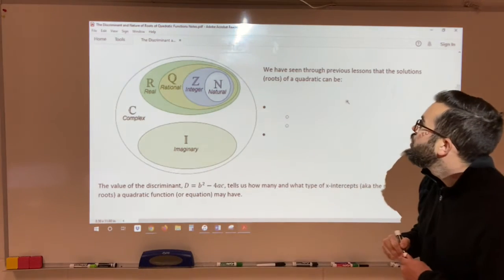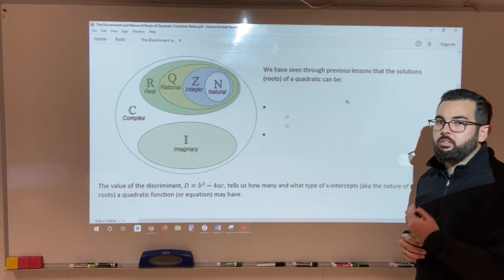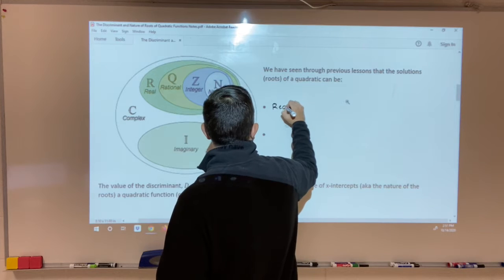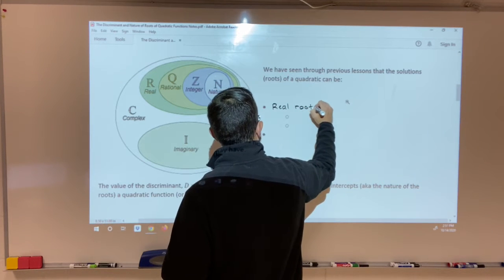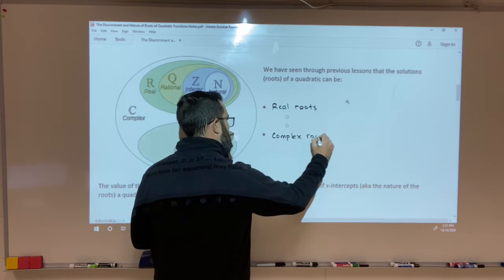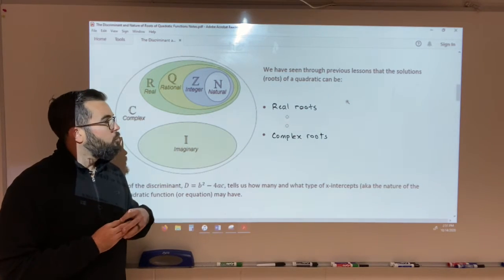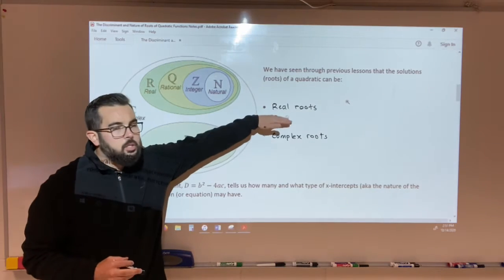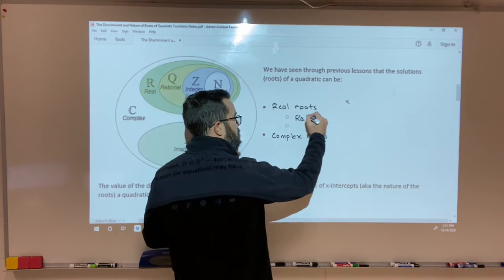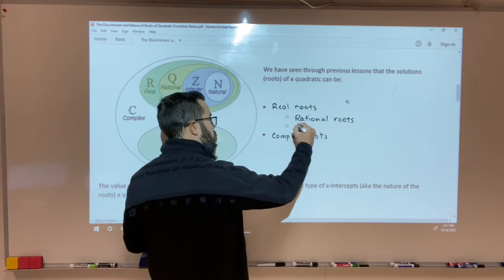Okay, so we have seen through previous lessons that the solutions, which are also called roots or zeros, of a quadratic can either be real roots or real solutions, or complex roots. Okay, we saw that in the lesson from yesterday with the quadratic formula. Now, under real roots, there's kind of two subsets of the real roots. We can either get rational roots or irrational roots.